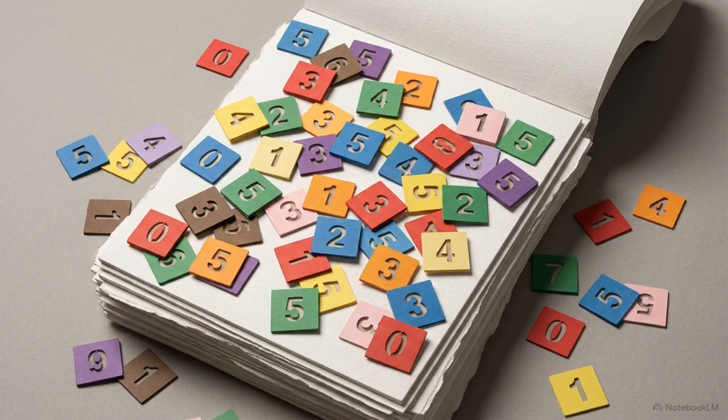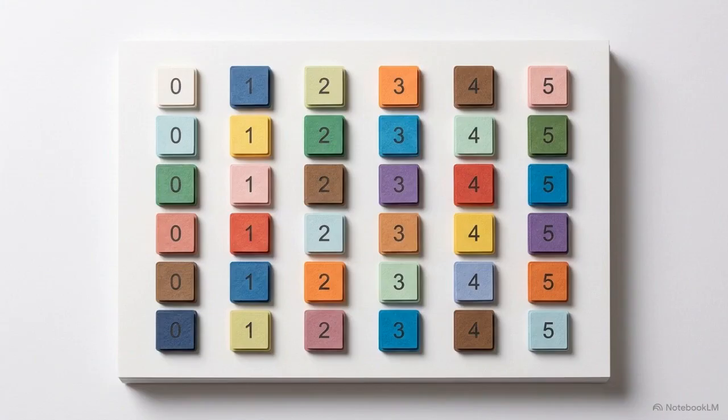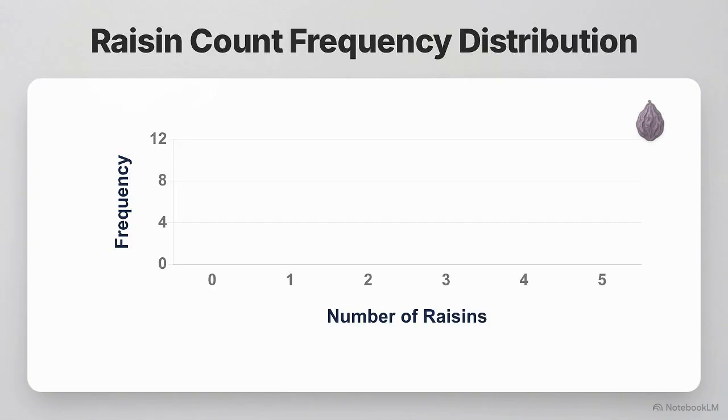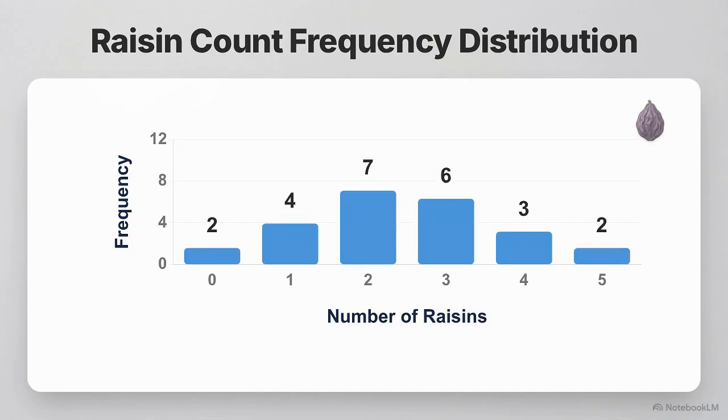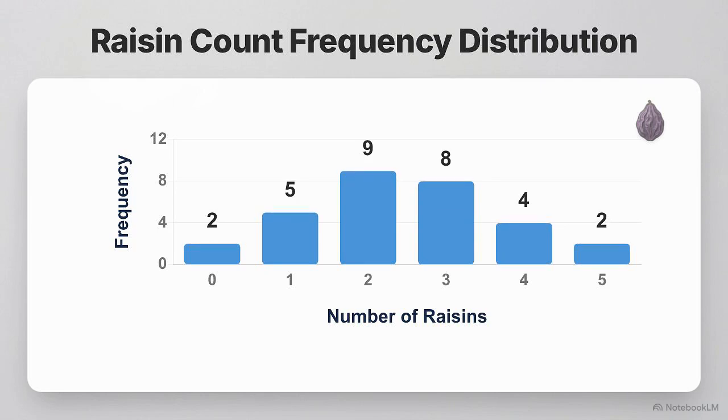Instead of reading the numbers in the order we scooped them, we can sort them by value. We take all the scoops that had exactly 0 raisins and group them together, then do the same for 1s, 2s, and so on. By building a frequency table, we log exactly how many times each specific count occurred across our 30 trials. Those scattered individual counts lock together to form a distinct mountain-like shape.